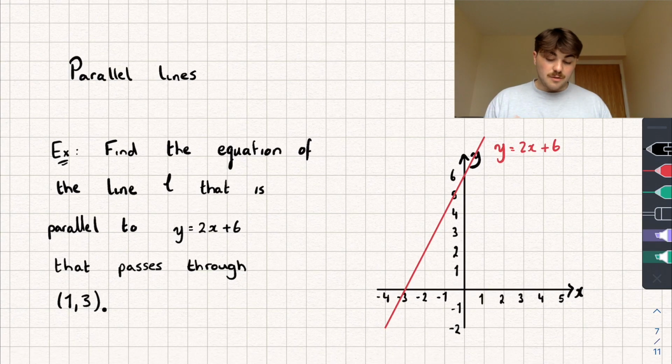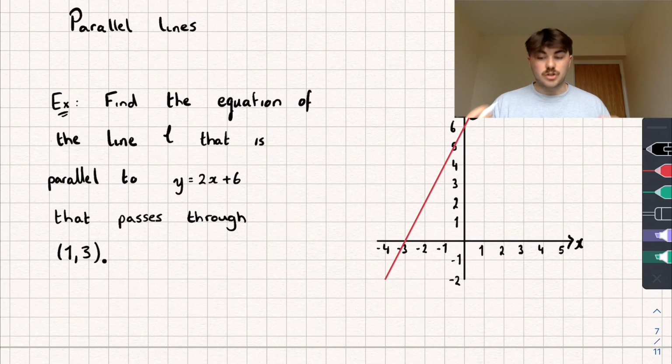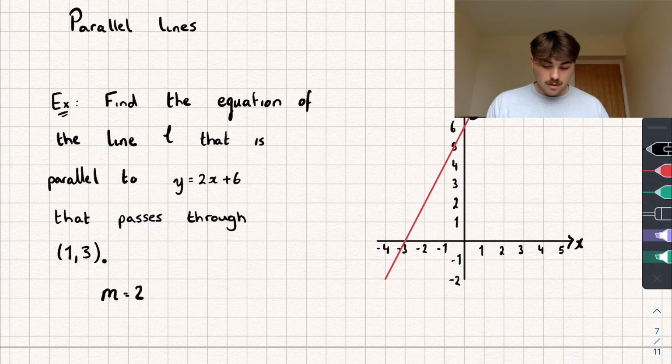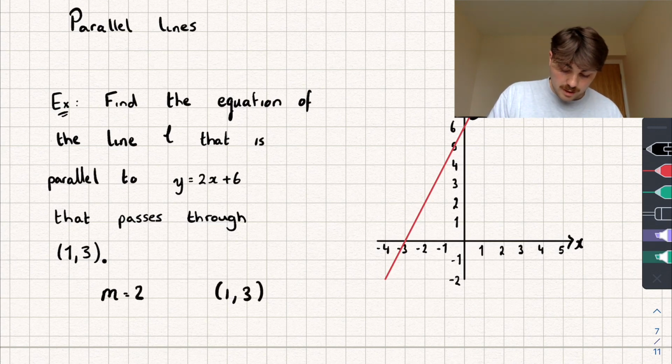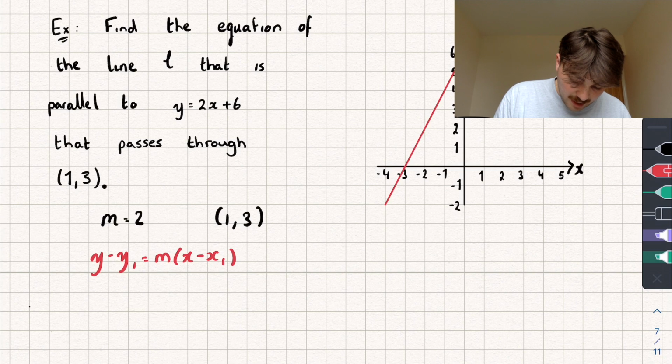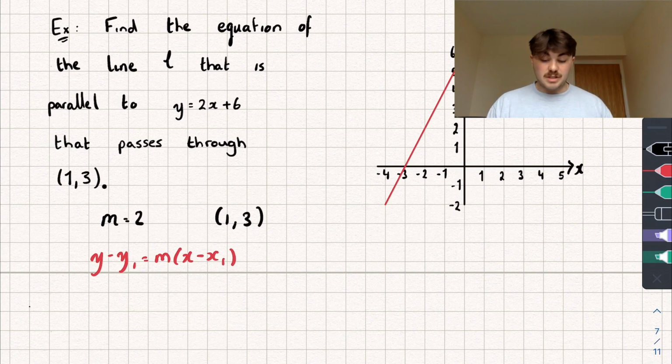So we need to find the equation of the line L that is parallel to y equals 2x plus 6 that passes through the point (1, 3). Immediately, because this line is going to be parallel, I know the gradient of line L is going to be equal to 2. So the gradient is equal to 2, and it's going to pass through the point (1, 3). So we can use this new formula we looked at, y minus y1 is equal to m multiplied by x minus x1, to find the equation of this new parallel line.